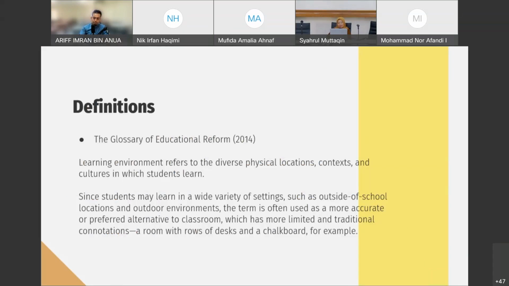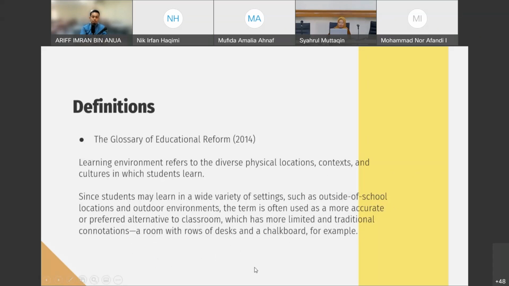So it will involve physical location, contexts, and cultures. So it means that there are three points that will accomplish learning environments. Yeah. But then when we go through to today's context, the learning environments would be referred to a traditional connotation as a classroom, a room with rows of desks and a chalkboard, for example.